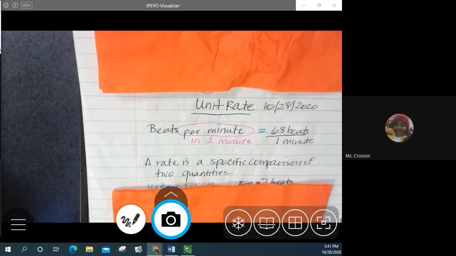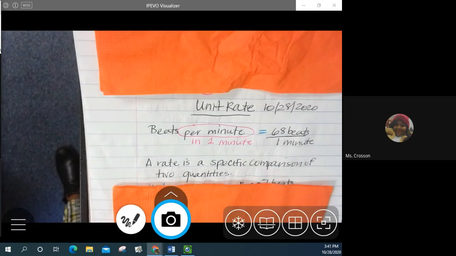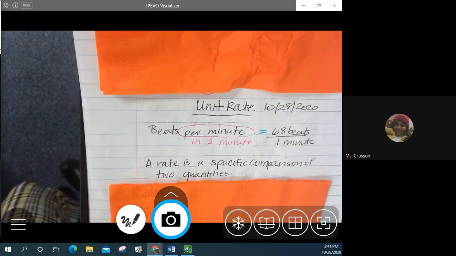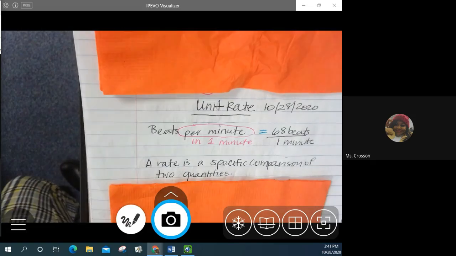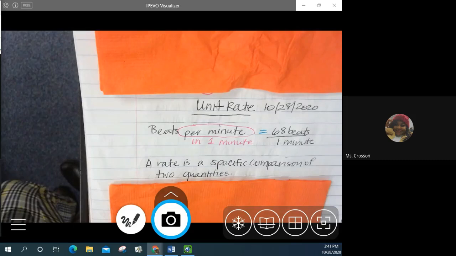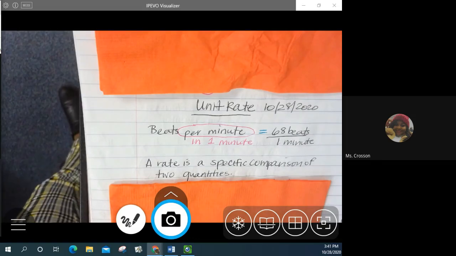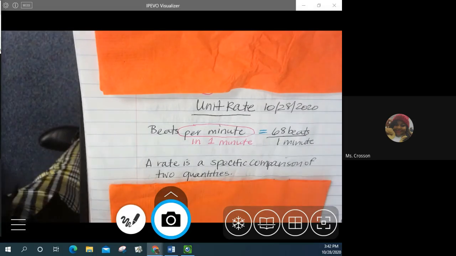All right, so today we are going to be learning about unit rates. So let's start by writing down: a rate is a specific comparison of two quantities. When we measure our heart rate, we're comparing the number of beats and time. That's how you find a rate. You usually compare against time, but not all the time, sometimes money. So your rate is a specific comparison of two quantities. We compare the number of beats to time to get our heart rate.